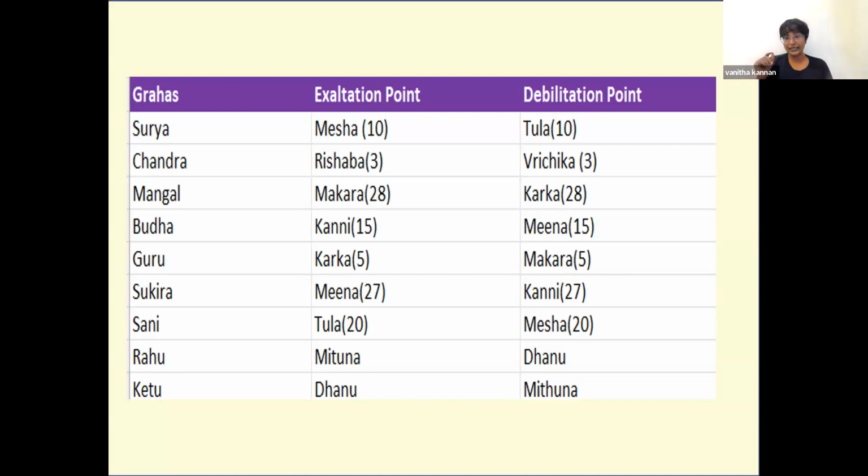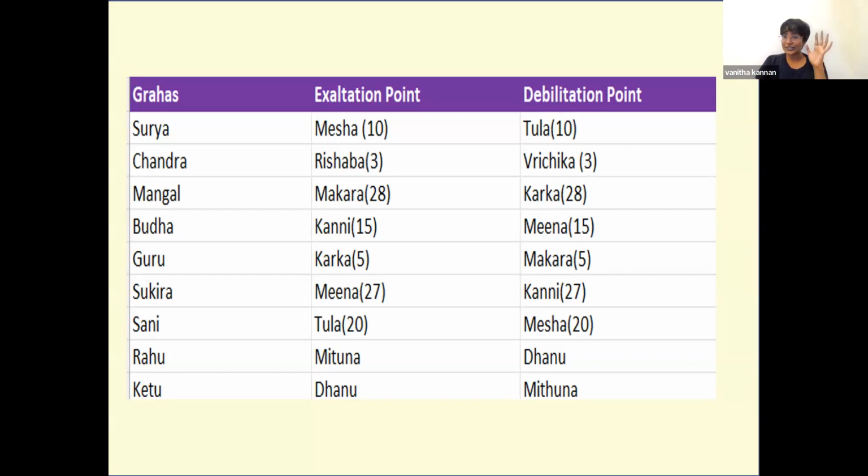Okay, then Buddha, Kanni Rasi, his own house. In the Kanni Rasi, he will be exalted at the 15th degree, the middle. Okay, Guru, Kataka Rasi, at the 5th degree itself, will get the exaltation. Now Shukra, Meena Rasi: the exaltation is in Meena Rasi, right? Again in Meena Rasi, it is exalted at the end of the box, 27 degrees.